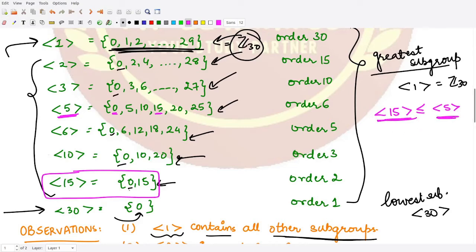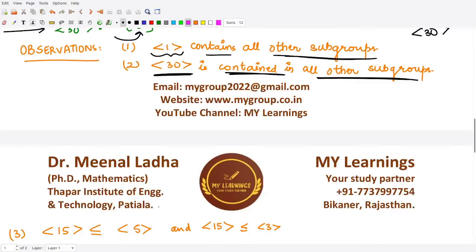Next, this 0 and 15 are also present in the subgroup generated by 3, because its elements are 0, 3, 6, 9, 12, 15, 18, 21, 24 and 27. So you see you have 0 here and 15 here as well. So the subgroup generated by 15 is also contained in the subgroup generated by 3. So we have this observation that the subgroup generated by 15 is contained in the subgroup generated by 5 and the subgroup generated by 3.